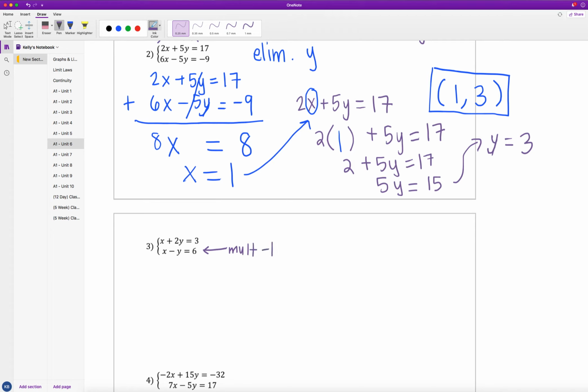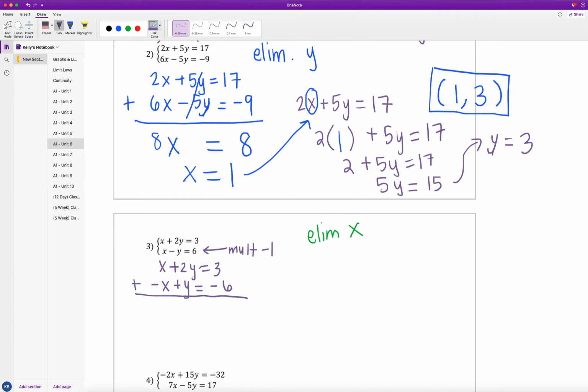In doing so, the top equation stays the same. The bottom equation becomes negative x plus y equals negative 6. I have to make sure that I multiply every single piece in that equation through by our negative 1. From here, I now have opposite coefficients on the x's this time. So my goal right now is to eliminate the x's instead. I can add these two equations together.